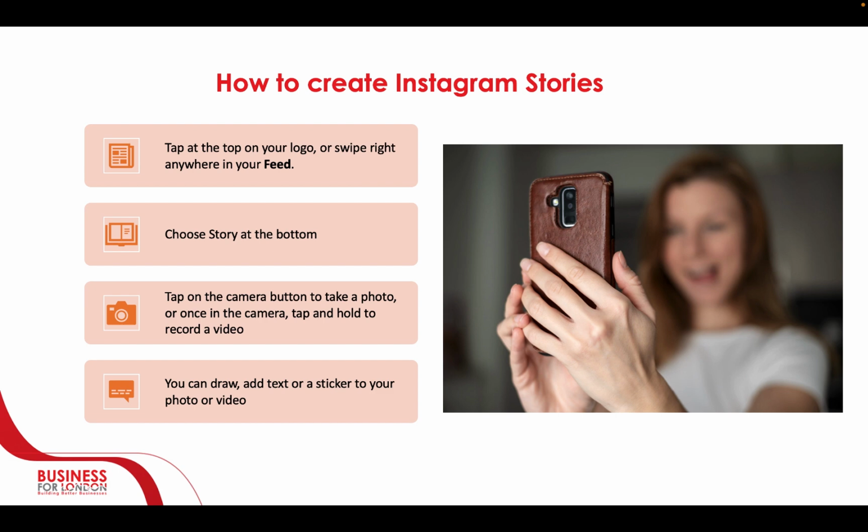At the moment, to create a story, you basically tap at the top on your logo, or you can swipe right anywhere in your feed. You choose story from the bottom of the screen, and then you tap on the camera button to take a photo. Alternatively, you can hold your finger on the camera button and it will record a video. You can then add text or stickers or even draw on your photo or video before you share it.